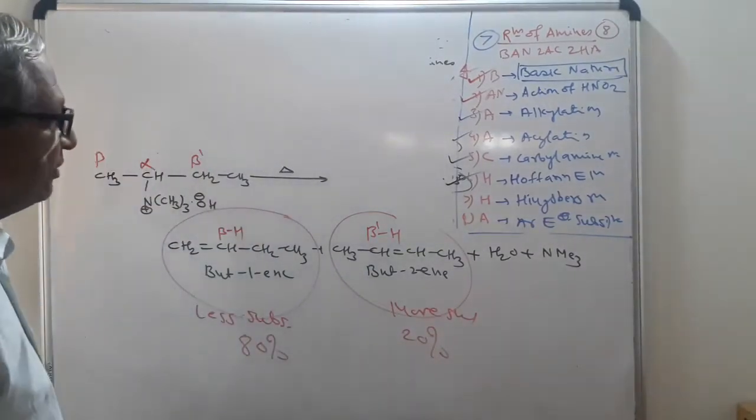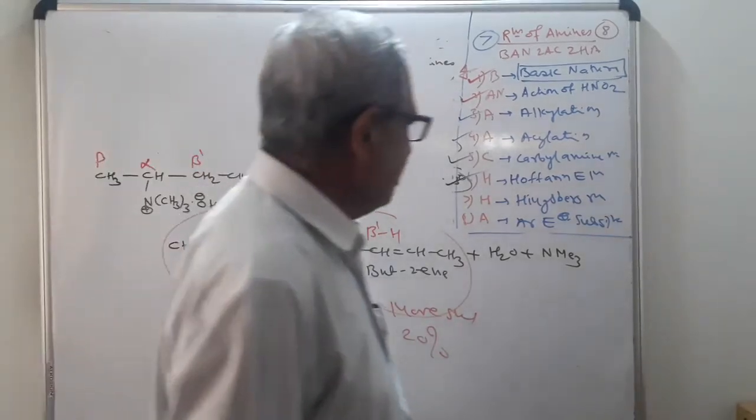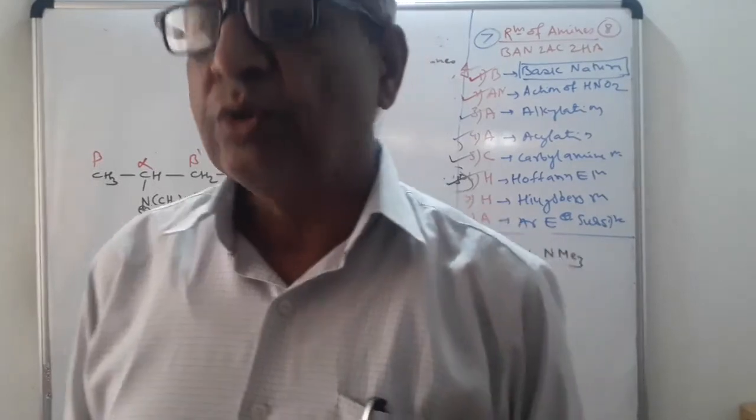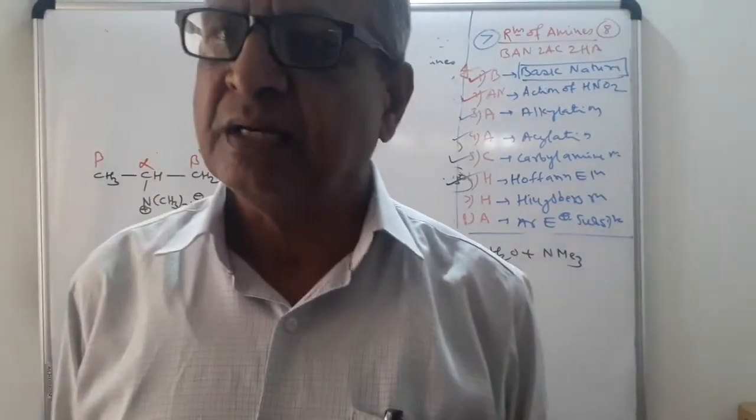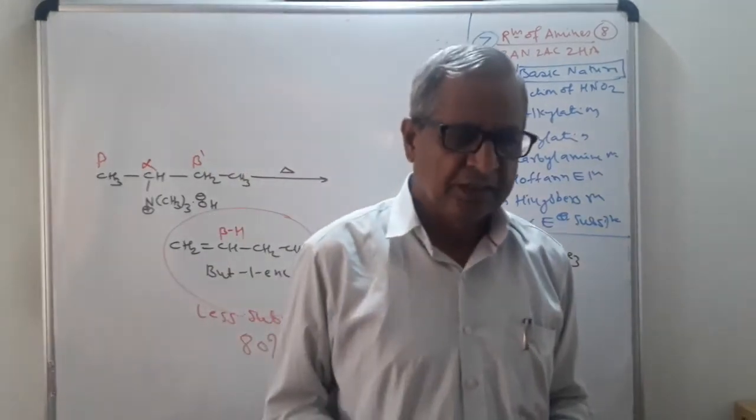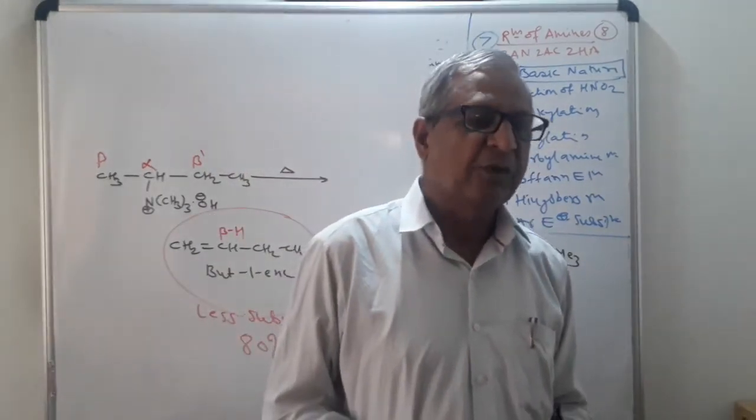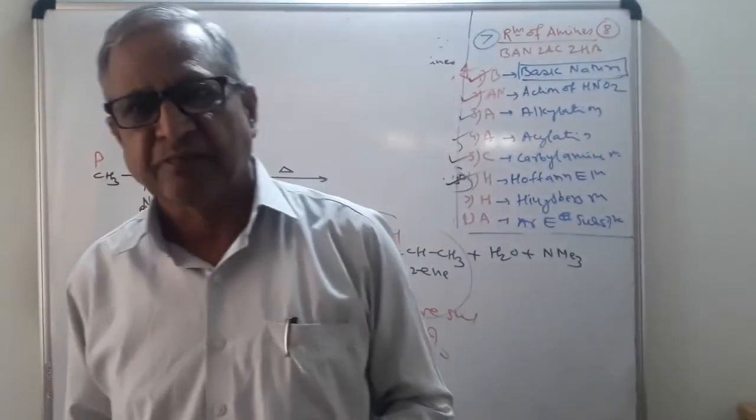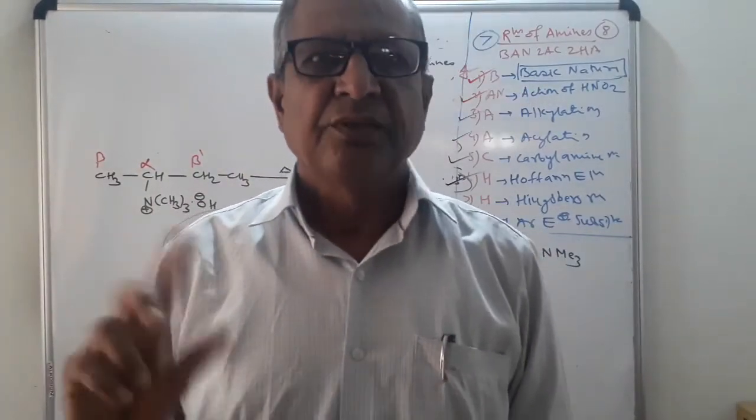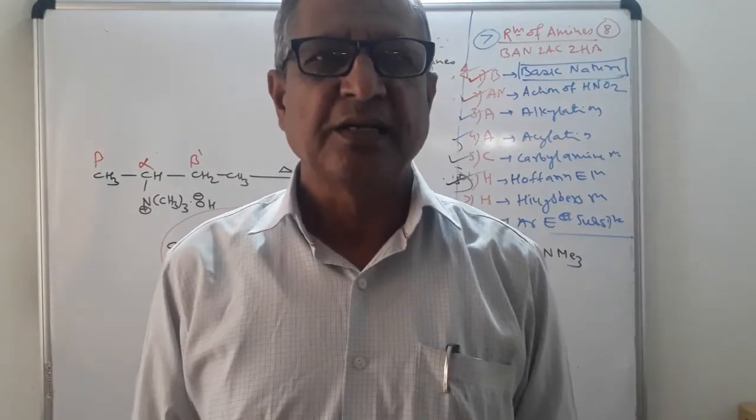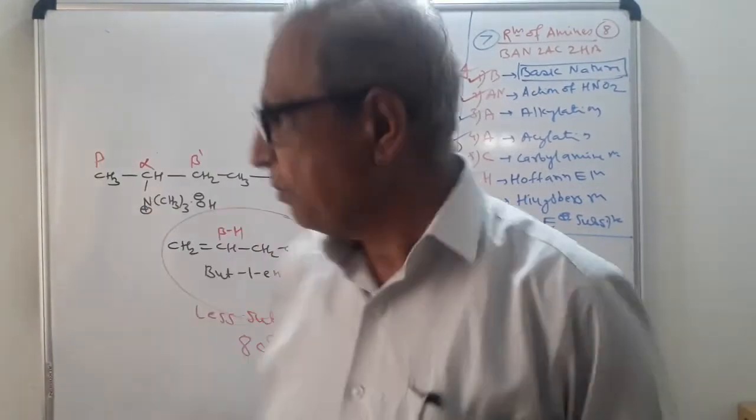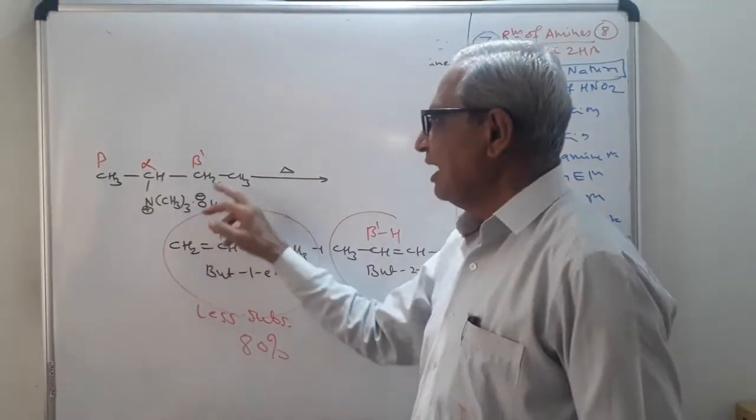And see the statement of the Hofmann elimination or Hofmann rule: the less substituted alkene is the major product. Don't confuse between Saytzeff elimination and Hofmann elimination. In Saytzeff elimination, the more substituted alkene is the major product, while in Hofmann elimination, the less substituted alkene is the major product. See the difference between Saytzeff and Hofmann elimination. In Saytzeff elimination, the leaving group is smaller in size. In Hofmann elimination, the leaving group is larger in size.